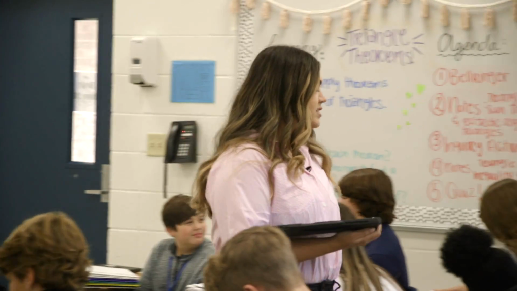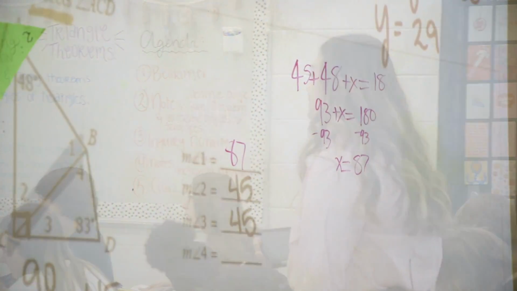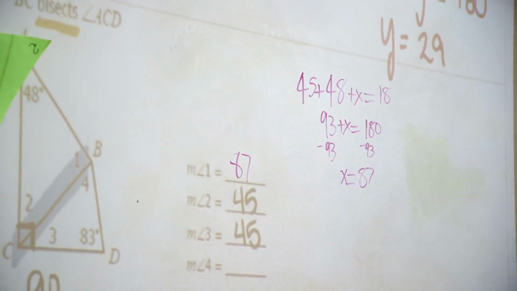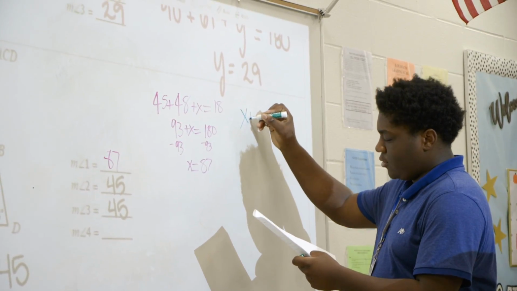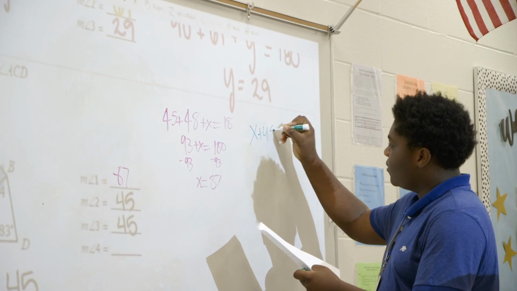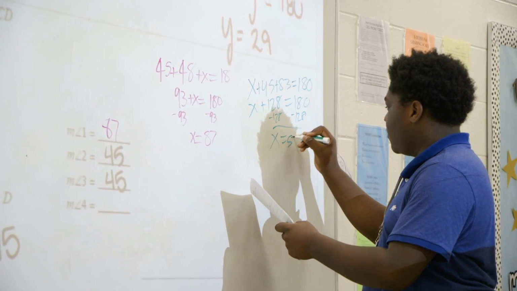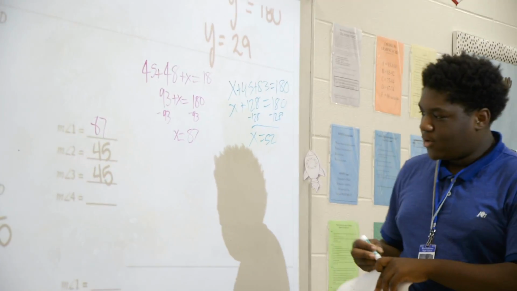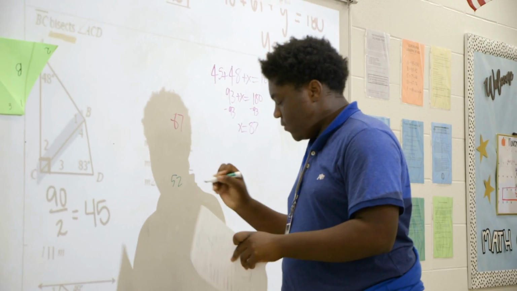And then subtract that from 180, you get 87 for angle 1. Jaden, go ahead and do angle 4 for me. Okay. Love the clapping, love the clapping.